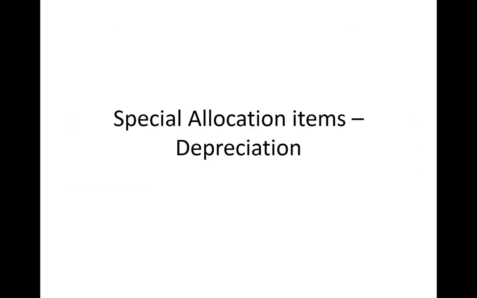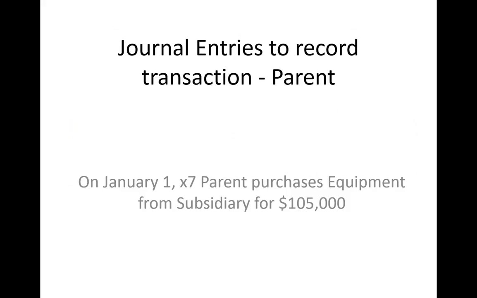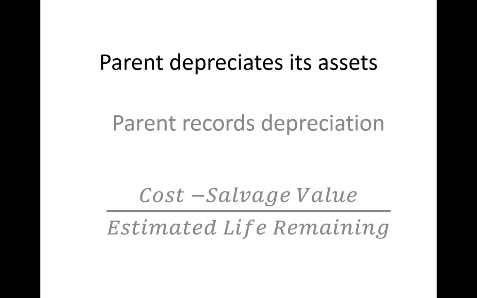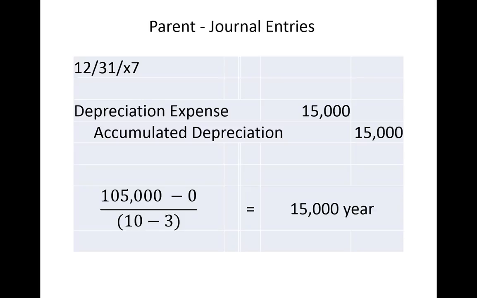We must also address the depreciation side of things. The parent purchased the equipment for $105, so they're going to make the following entry: debit equipment, credit cash, $105. The parent will depreciate the asset, and they'll do it at the following amounts. They will take 105 minus 0 and divide it by the 10-year life minus any years that have already been used by the sub, which has been 3, X4, X5, and X6. And they come up with a depreciation amount of $15,000 per year.